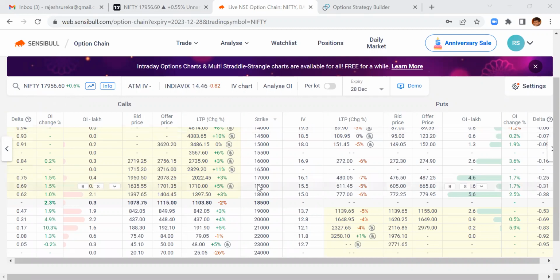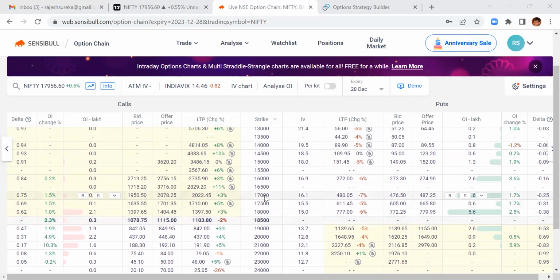So what is an option chain? There are two ways. If you're buying a particular underlying, you can buy in the spot. Say Nifty was trading at 17,956. You could have bought Nifty at 17,956. But I am not comfortable buying Nifty at 17,956. I say I want to buy Nifty at say 17,000 rupees. Then I have to give a premium of 480 rupees. So this is the trading price of Nifty.